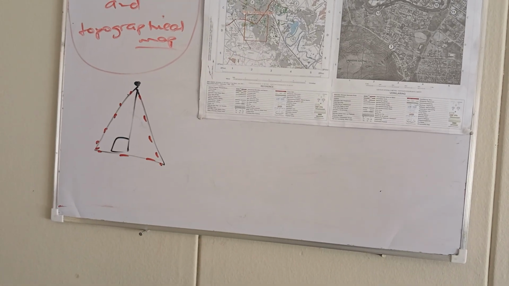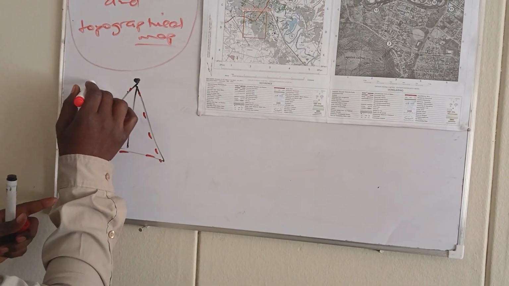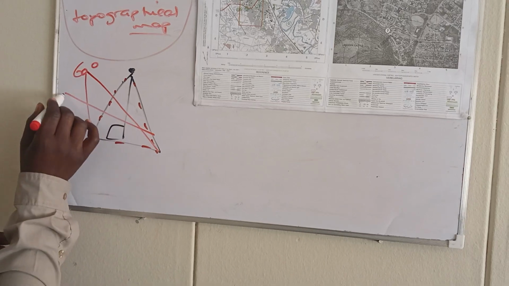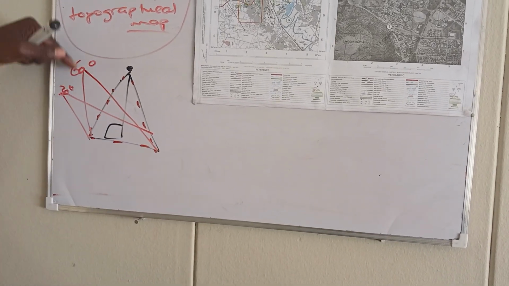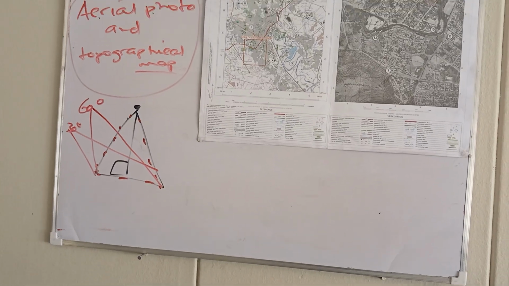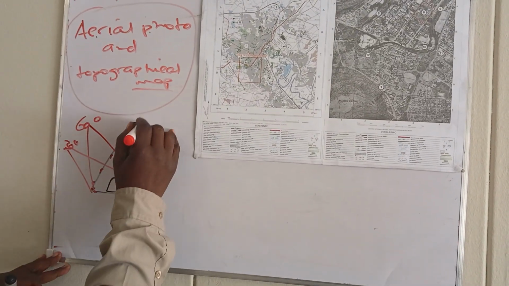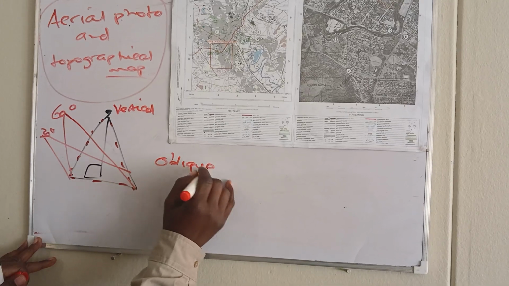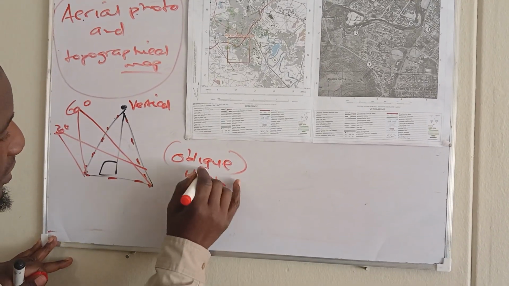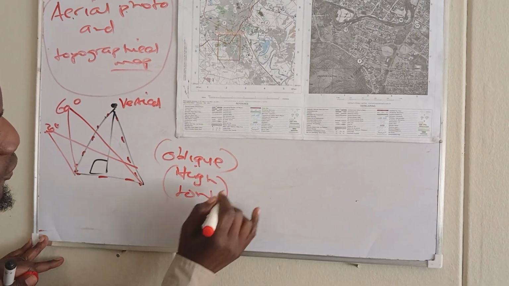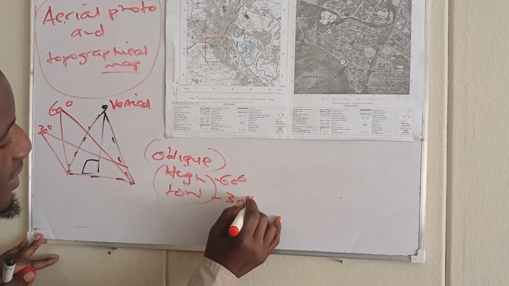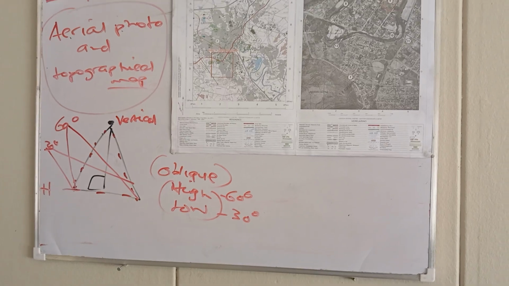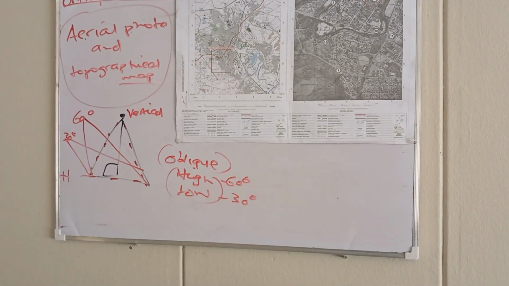But when you talk about an oblique, it simply means at an angle, which means it can be at 60 degrees or at 30 degrees. So these are the angles at which the aerial photograph is taken. So we have the vertical, then we have the oblique, which can be high or it can be low. The high is at 60 degrees and the low is at 30 degrees. Then lastly, we have the horizontal or the terrestrial, which is taken from the Earth's surface. Whenever I talk about aerial photographs, that's what I'll be referring to.